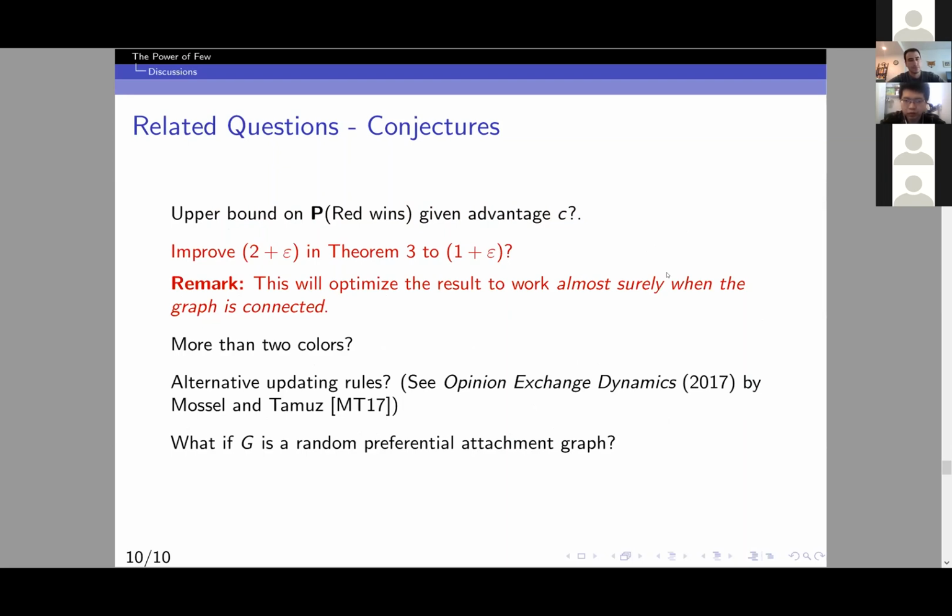So it sort of works whenever the graph is connected, and this is also the best we can do. We can try to increase the number of colors, or we can change the updating rules. You can see a survey in 2017 that has a lot of alternative models for this. You can also change the graph to be a preferential attachment graph, so it gets closer to real-life social networks.